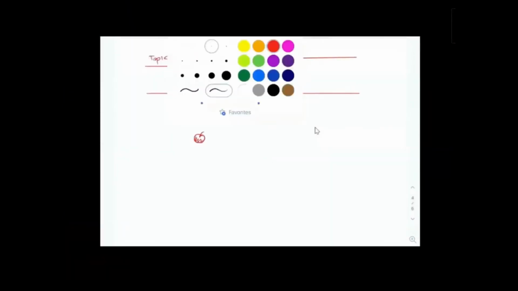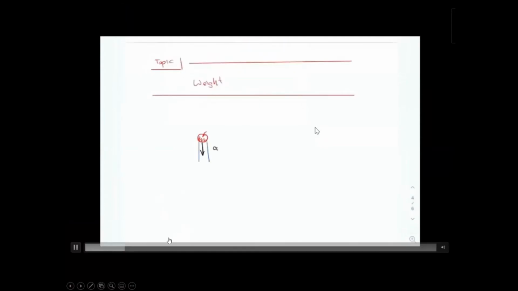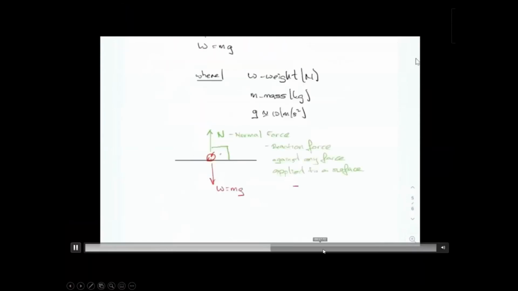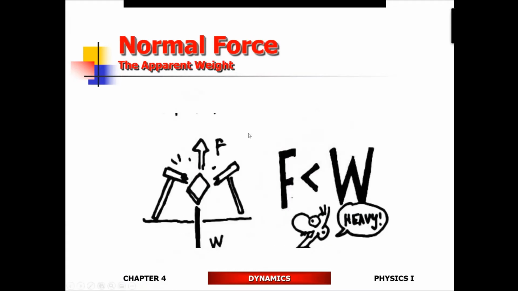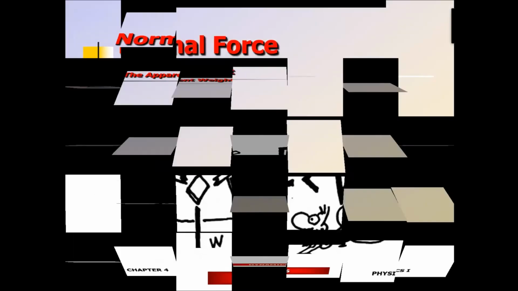So weight is the gravitational force acting on this object. Okay, we already discussed that, so let's move forward. Apparent weight is also known as the normal force. This is the reading that you get from a scale. For whatever reason, if the downward force is larger than the upward force, the normal force, obviously the surface is going to break.